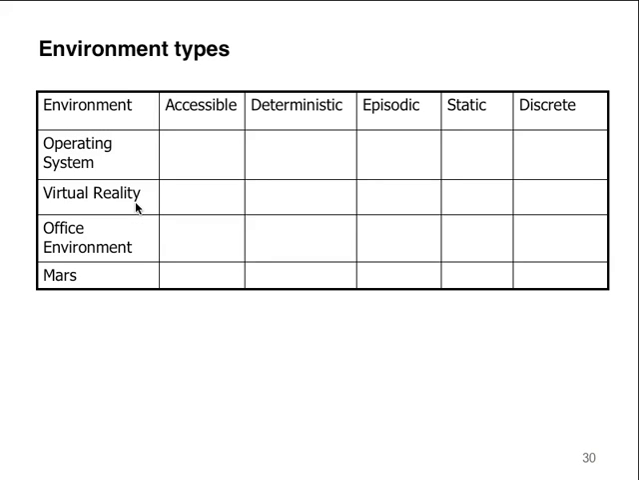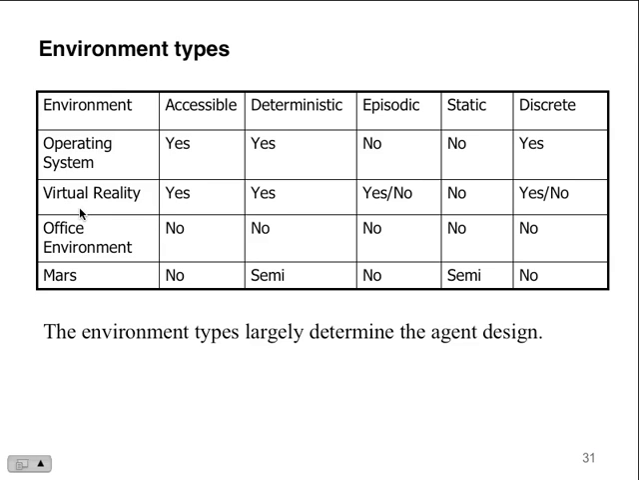So here are the environment types, and they're mapped out. And here are some examples of different environments. As an example, operating systems, Mars, office environment, virtual reality can be mapped out. And the environment types are largely determined by the agent design. So the agent design is going to be made for each one of the environments.